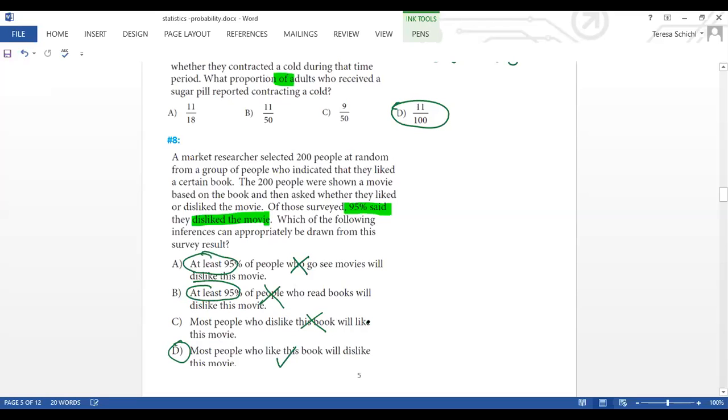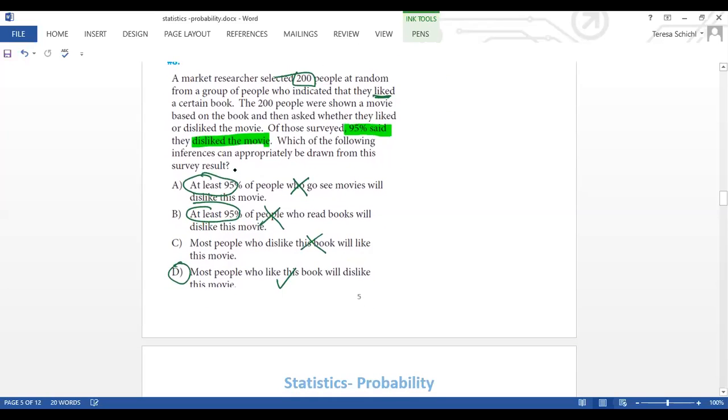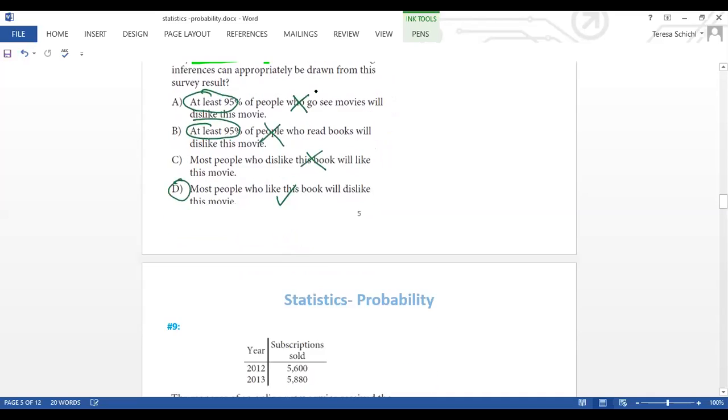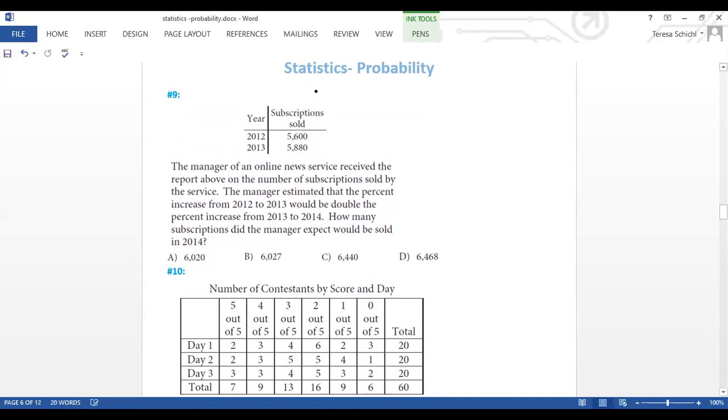This is a correct statement because you know those 200 people, right? They really like the book, right? And then 95% of them, that means the majority of them are here, right? So also part B is not true here. Who read the book will dislike the movie, but in here, it's not just everybody who read the book. This survey is those 200 people, they do like the book, right? So D is the correct statement. This one is a little bit tricky, but you need to be very careful about the wording here, all right?